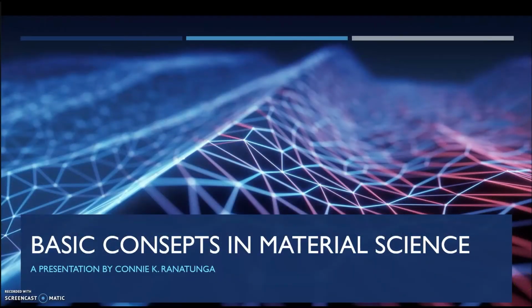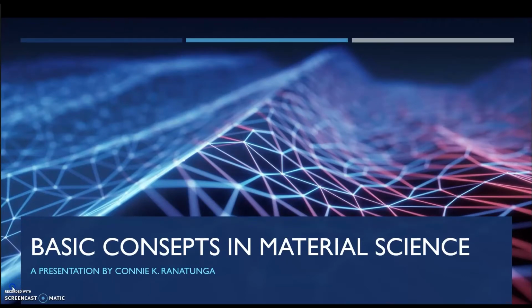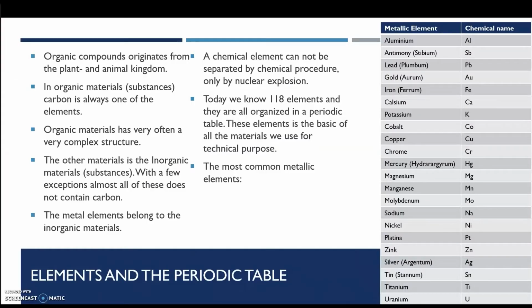In this presentation, I will talk about the basic concepts in material science. First, a little bit about the elements and the periodic table. Organic compounds originate from the plant and animal kingdom. In organic materials, carbon is always one of the elements. Organic materials very often have a very complex structure.